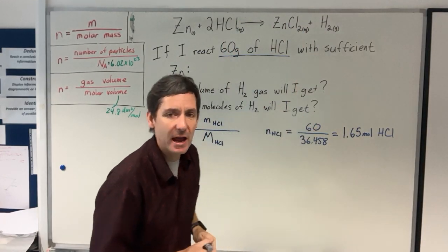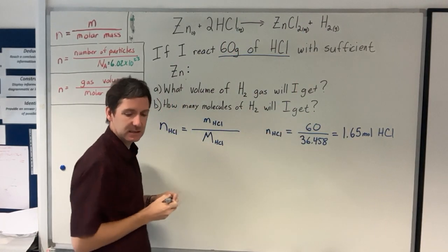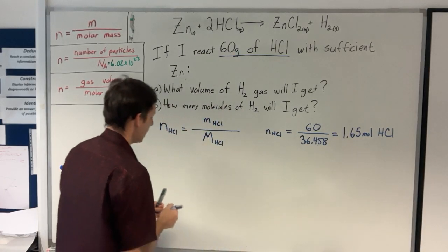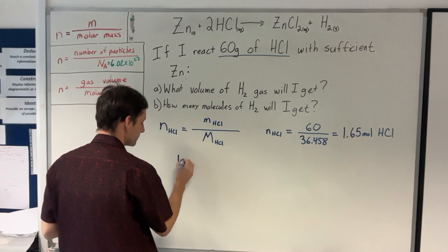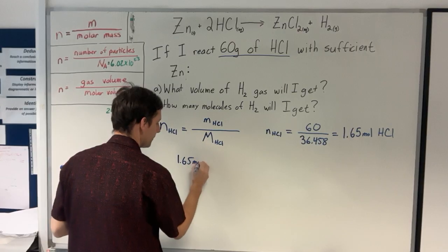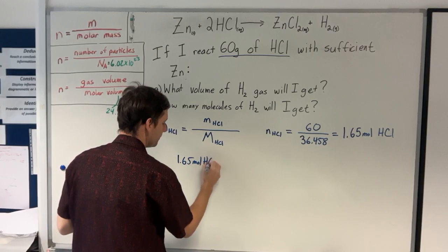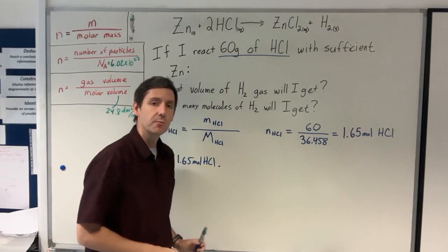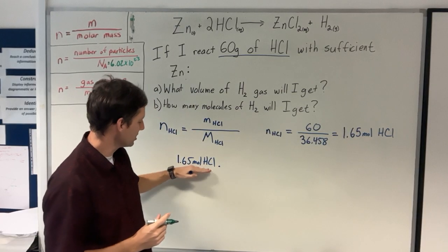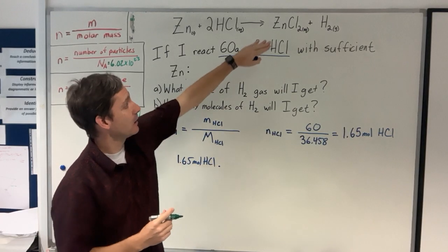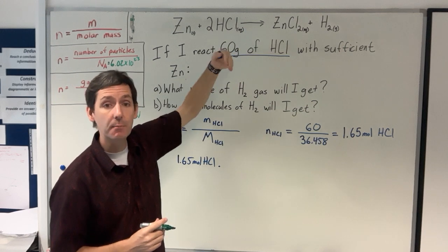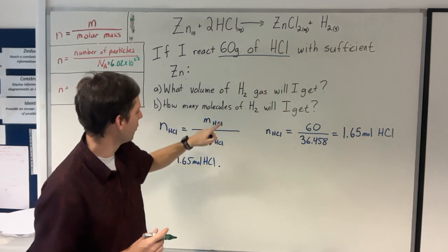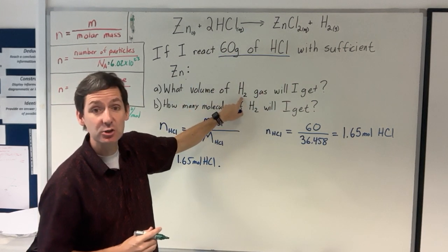And so what we're going to do next is take that 1.65 moles of HCl, and we're going to use a molar ratio. The molar ratio compares the number of HCl in my equation to the number of whatever it is I'm looking for, which in this case is the H2.